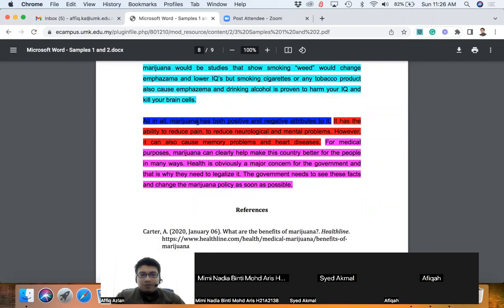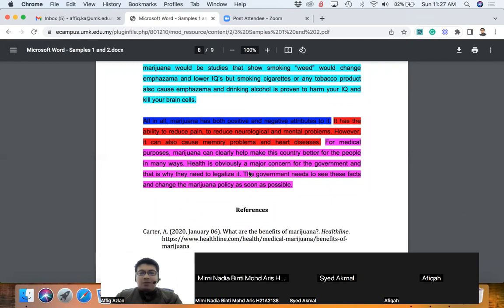All in all, marijuana has both positive and negative attributes to it. You can also say this essay or this article has talked about the positive and negative impacts of marijuana. And then you mention back all the main points. So it has the ability to reduce pain, number 1, body paragraph 1, to reduce neurological and mental problems, number 2. However, it can cause memory problems, number 3, and heart disease, number 4.